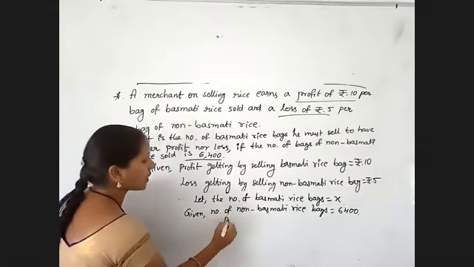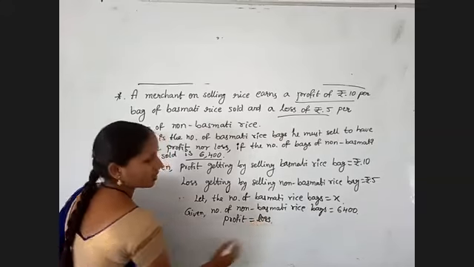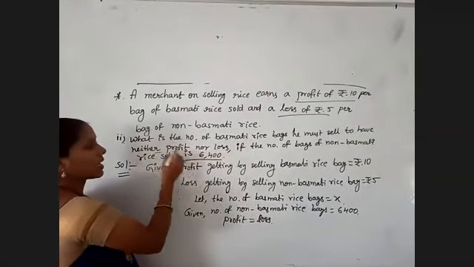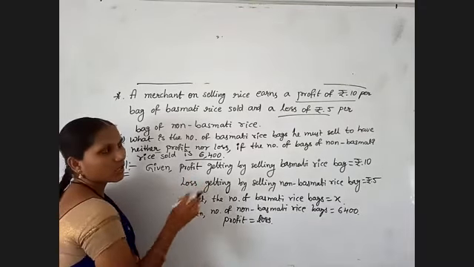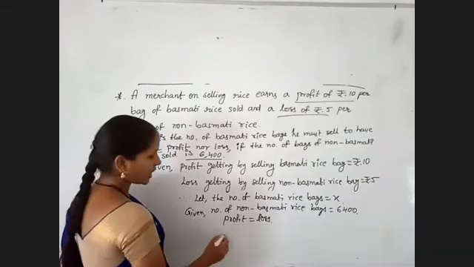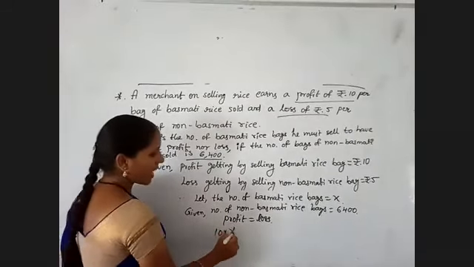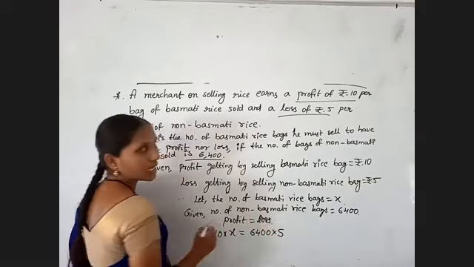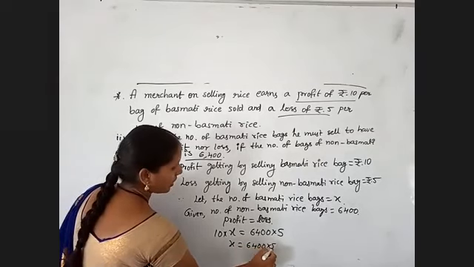And they also say there is no profit, no loss. So that means profit is equal to loss. Whatever amount we get from the basmati rice bags must be equal to the loss from the non-basmati rice bags. For each basmati bag we are getting a profit of 10 rupees, and there are x bags. For non-basmati rice 6,400 bags are there, and for each bag we are getting a loss of 5 rupees. So x will be equal to 6,400 into 5 by 10.